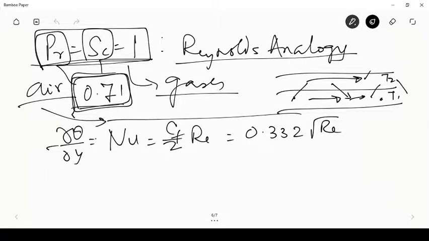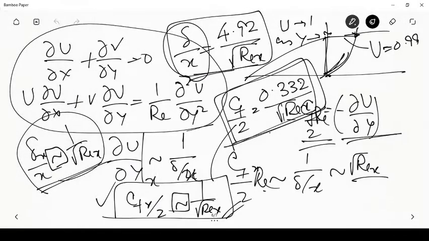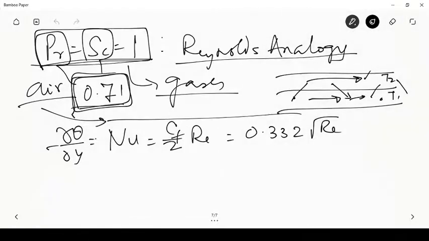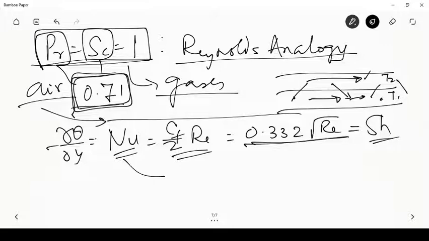Why do you get that? Because we have said that Cf by 2 is 0.332 divided by square root of Rex. So if I multiply by Re, there will be a root of Re in the numerator, and that's what you get here. And this would also be equal to the Sherwood number when the Reynolds analogy is valid. So we only need to solve for the fluid flow and get the result, and using the same result we can write the Nusselt number as well as the Sherwood number. But what is this Nusselt number? This is h at any x.